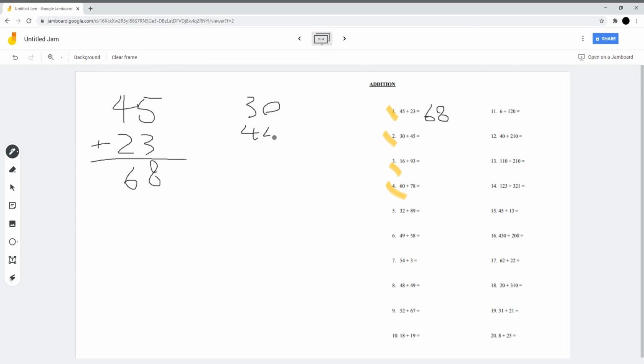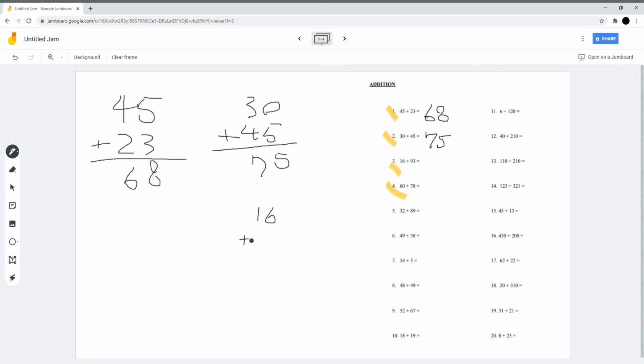Number 2. 30 plus 45. 0 plus 5 is 5. 3 plus 4 is 7. And the answer is 75.